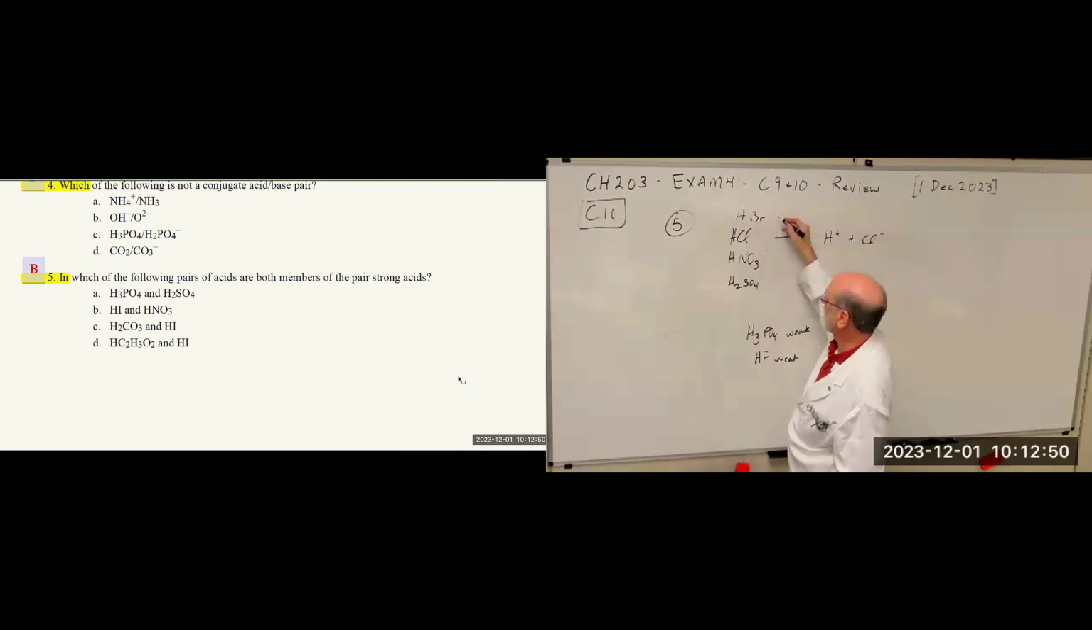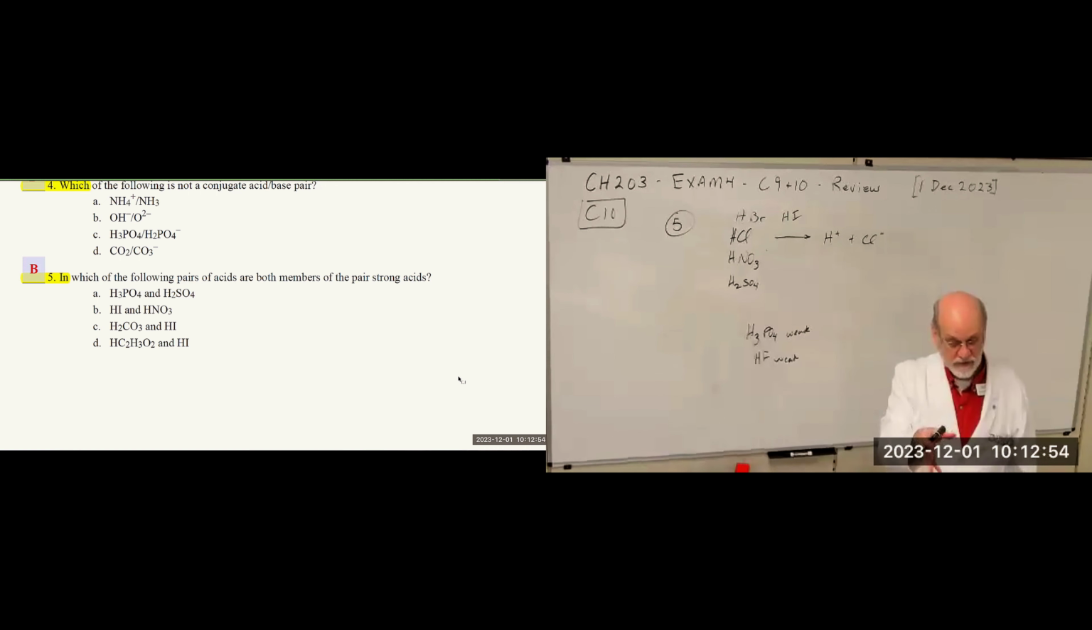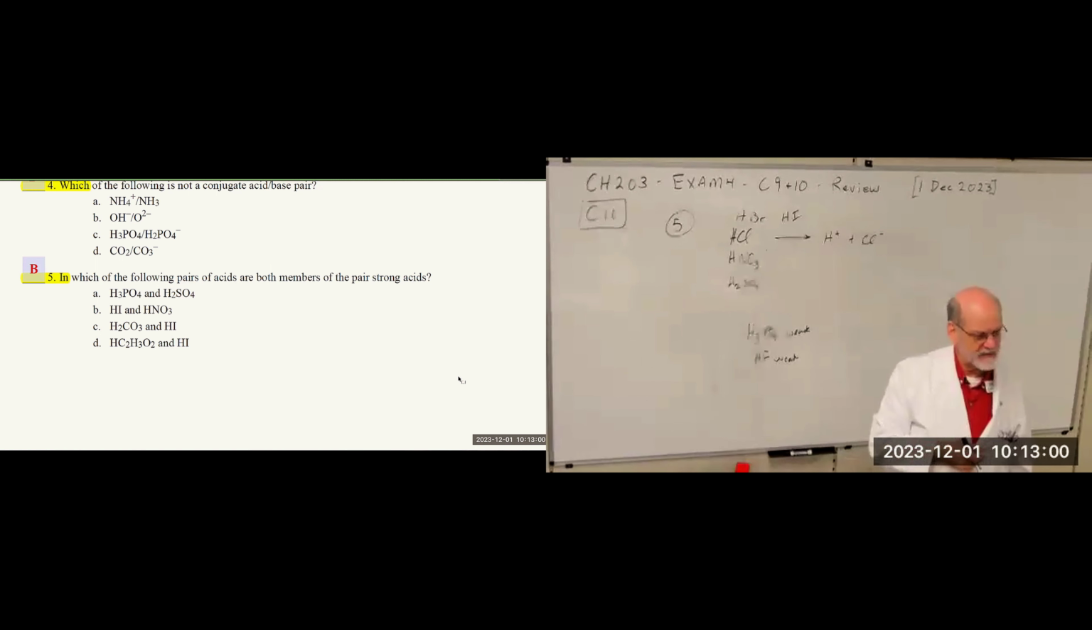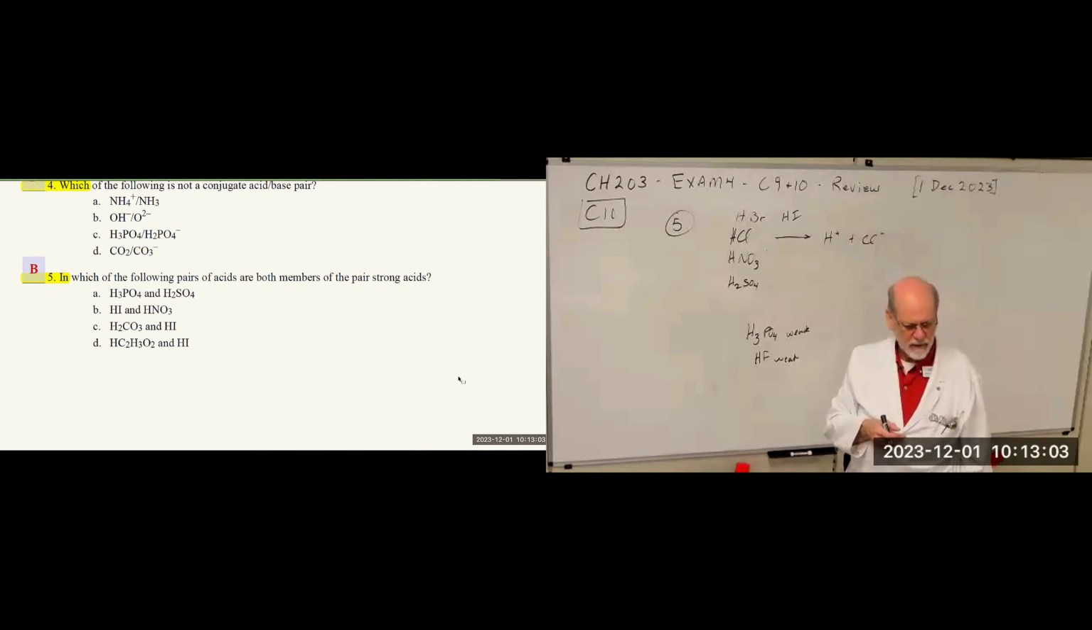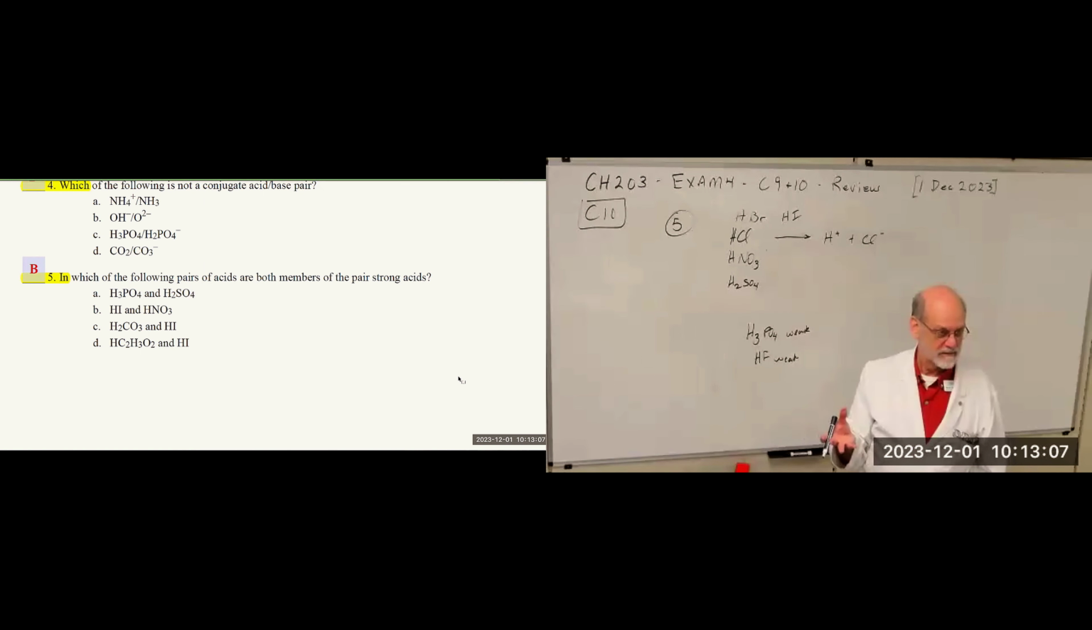This one would be strong. This one would be strong. So those two, that's correct. B is correct. Both of those are strong. And then we look at the others. H2CO3, carbonic acid, is weak. HC2H3O2 is vinegar. Acetic acid is weak. So the only one that has both of them strong is B.